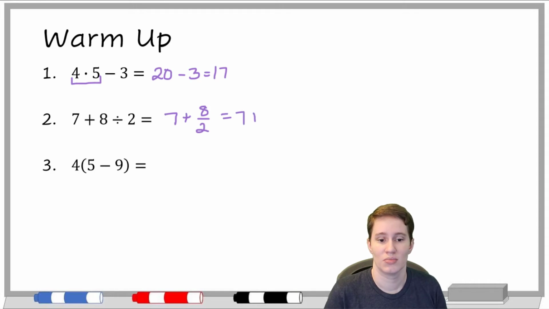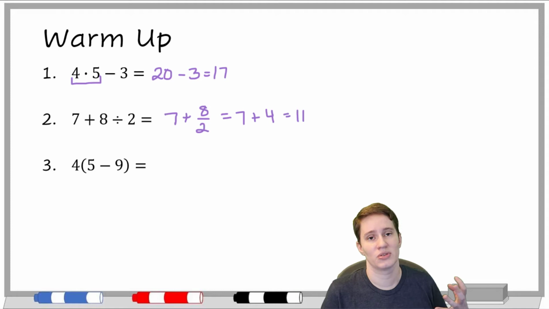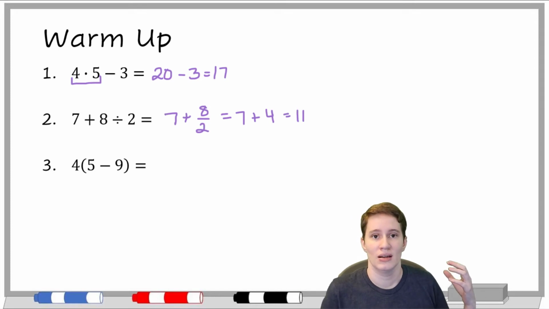So 7 plus 4, and 7 plus 4 is 11. And then this last one, parentheses are supposed to be an eye catcher. It's supposed to be in math, it's supposed to be do this thing first. Take care of what this is. Try to get rid of those parentheses so that you can do the other things around it.